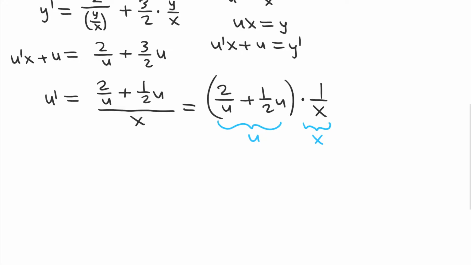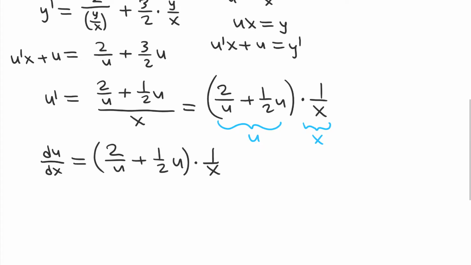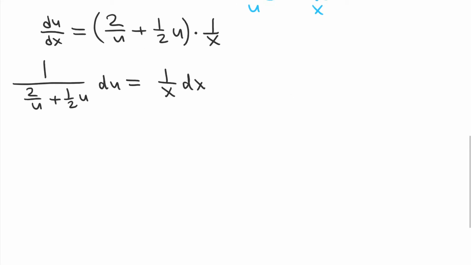On the left-hand side, I'll write du dx. On the right-hand side, I have 2 over u plus 1/2 u times 1 over x. Move all the u terms to the left-hand side, and on the right, I'm moving all the x terms. So I get 1 over this big fraction, 2 over u plus 1/2 u, du is equal to 1 over x dx. With this big fraction on the left, we can clean things up by multiplying both numerator and denominator by 2 and also by u in order to clean up these denominators.